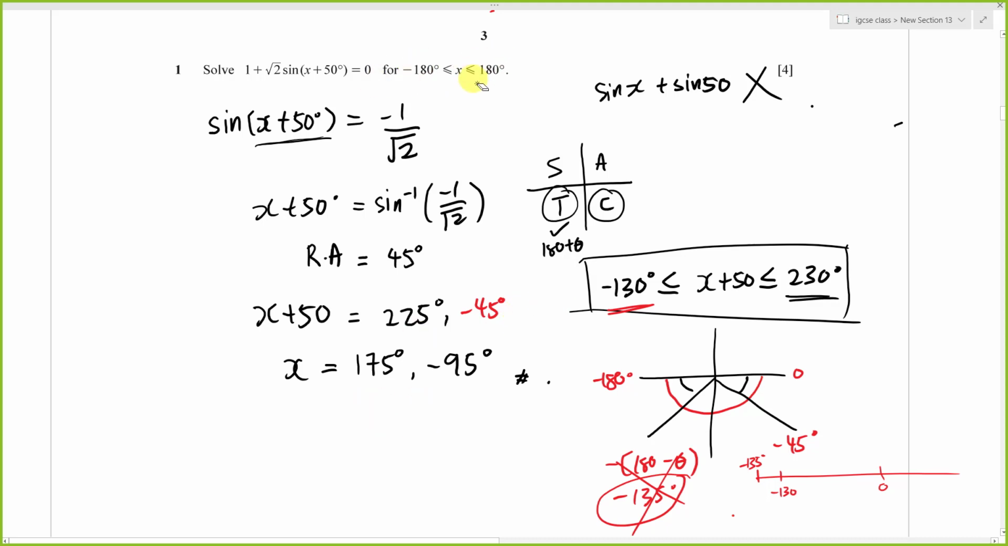You get it? So I would say this 4 mark actually is quite a lot of things you need to pay attention to. It's not like the standard one. Okay, so yeah, this is just how you do it.